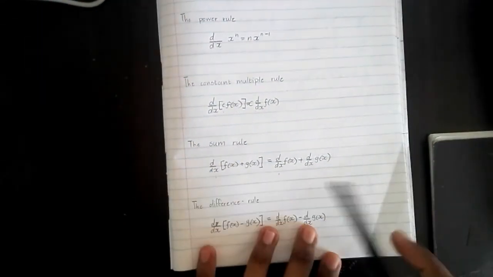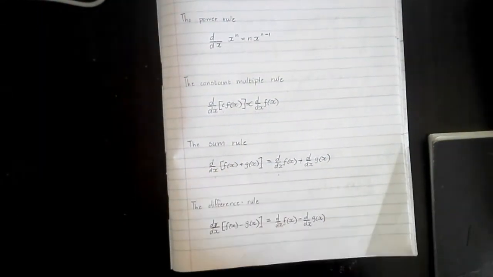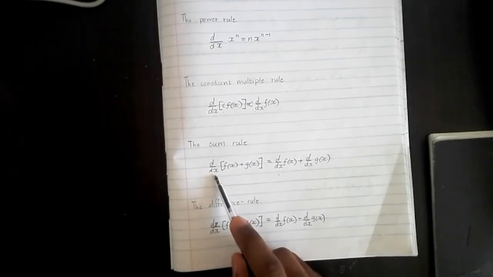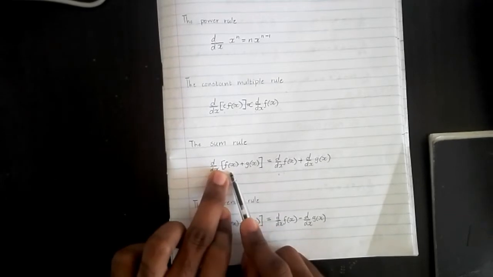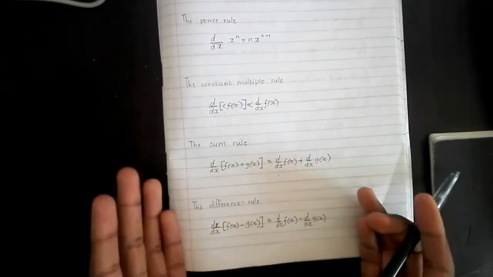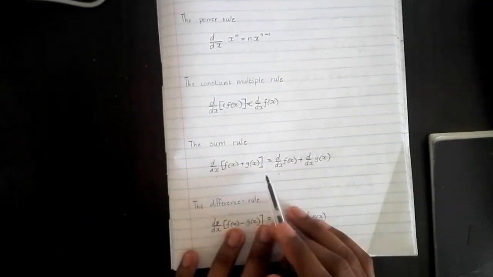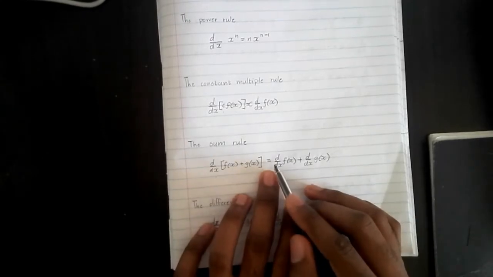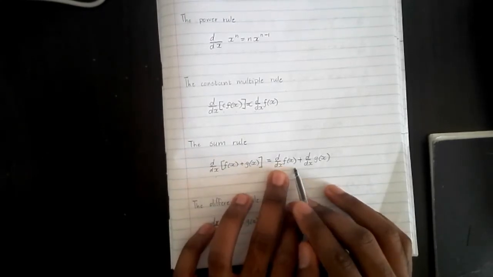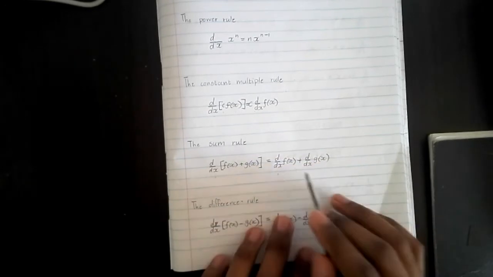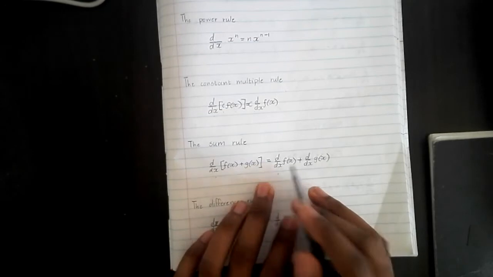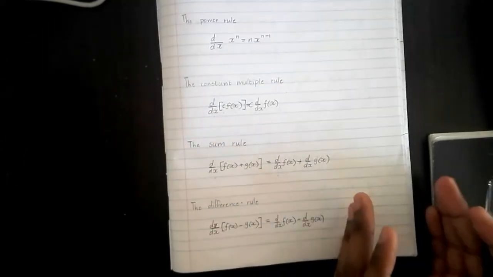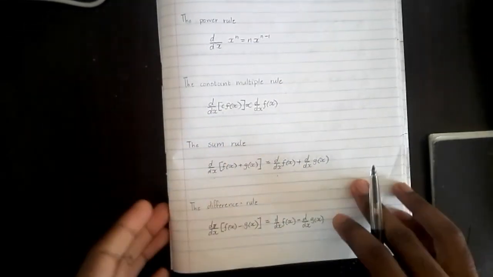The next rule we're going to go through is the sum rule. Now the sum rule states that if you are asked to find the derivative of f(x) plus g(x), which is two functions added together, then you can separate them, get the derivative of f(x), get the derivative of g(x), and add them. So d/dx of f(x) plus g(x) equals d/dx of f(x) plus d/dx of g(x). Let's get into an example.